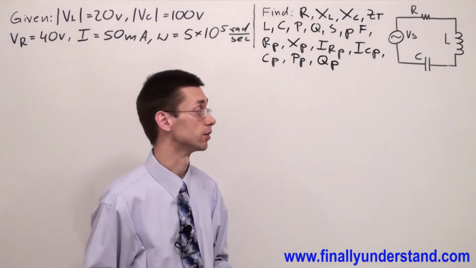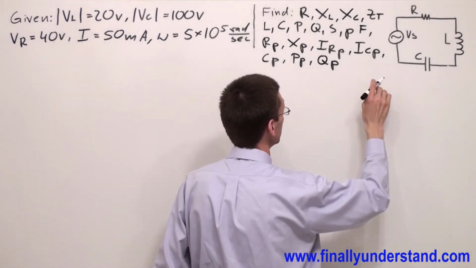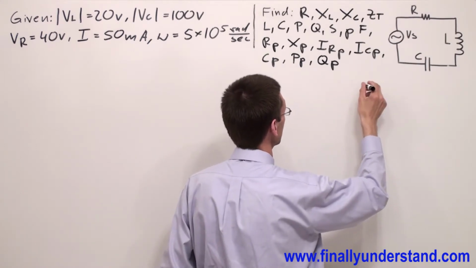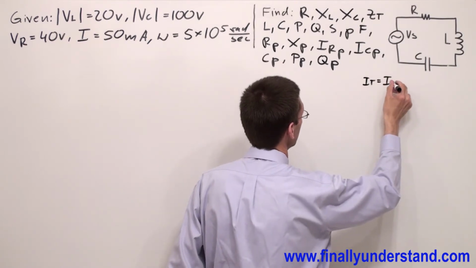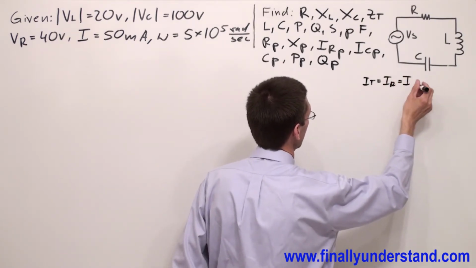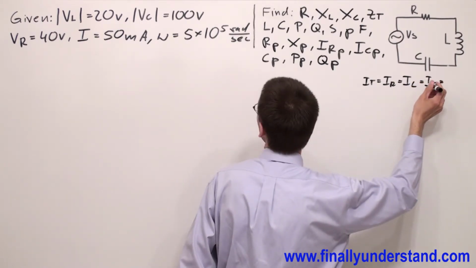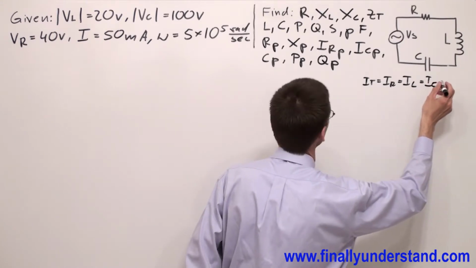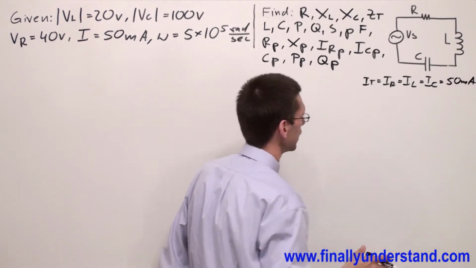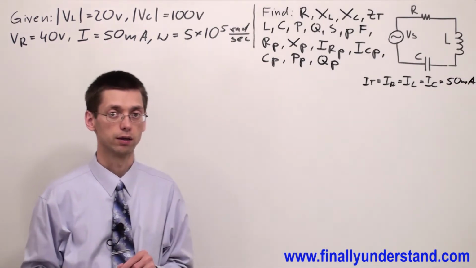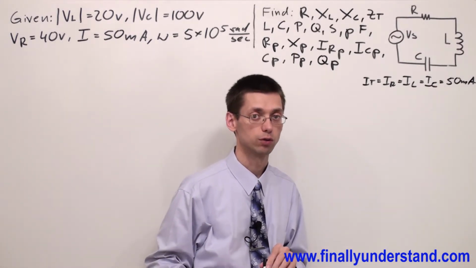You're supposed to remember that in a series circuit, the current which goes through each component is equal to the current total. So I can say that I total is equal to IR, this is also equal to IL, and this is also equal to IC. In this particular problem, this current is equal to 50 milliamps. Please notice that this current has no angle. So we can say that this value is not complete yet, but we are going to find the angle soon.